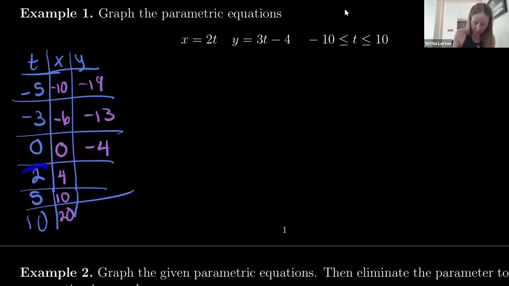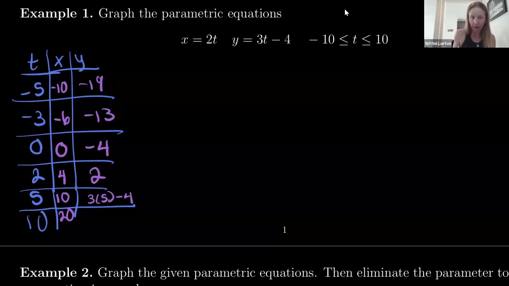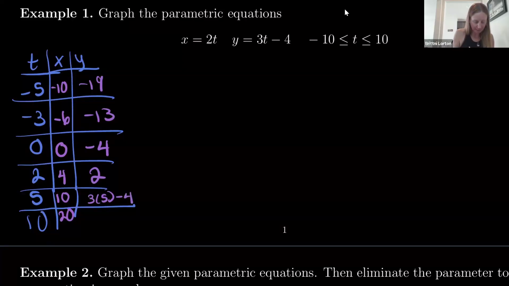It's good to notice really quick that we are plugging the t into the y equation, not the x, because y does not depend upon x right here. In fact, y depends upon t. So I'll make a note of that. That's actually 3 times the t value, minus 4. So I would have gotten 3 times 5 minus 4 gives me 11. And then the same thing here, 3 times 10 minus 4 gave me 26.